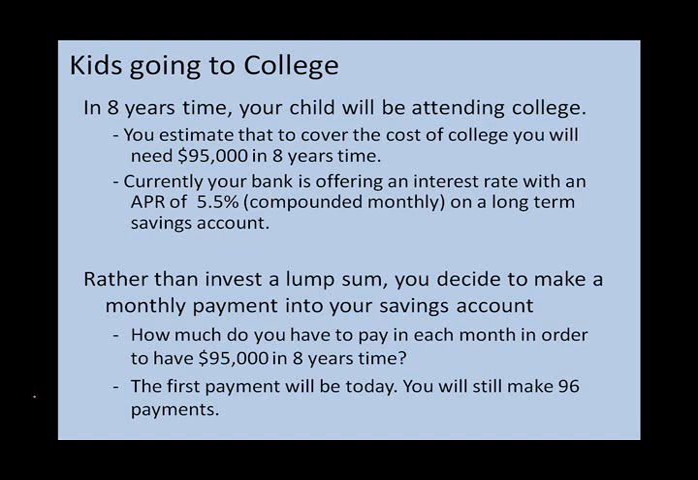In previous lectures we assumed that the first payment would be in 1 month's time. But suppose the first payment is today. You're still going to make 96 payments. How much will you have to pay each month? This is what we would call an annuity due. The first payment is today, whereas with a normal annuity, the first payment is in 1 month's time.